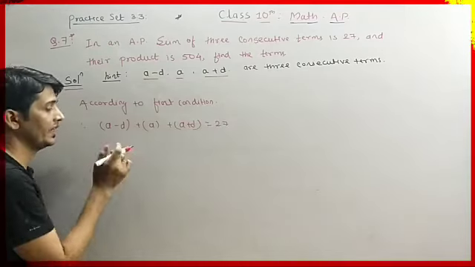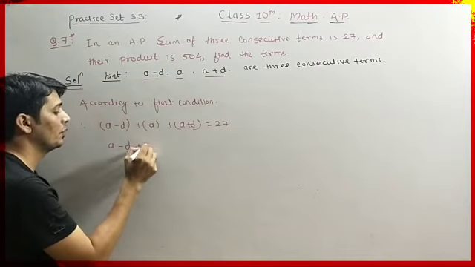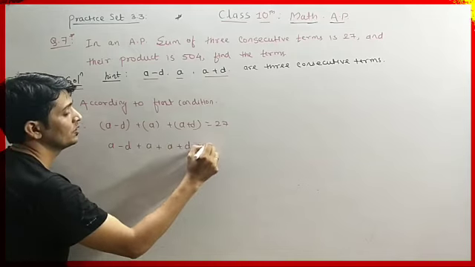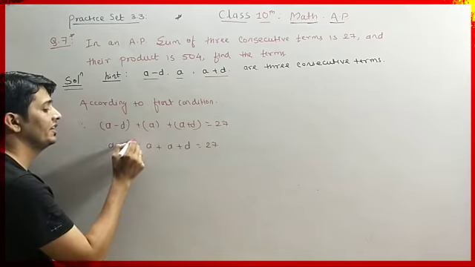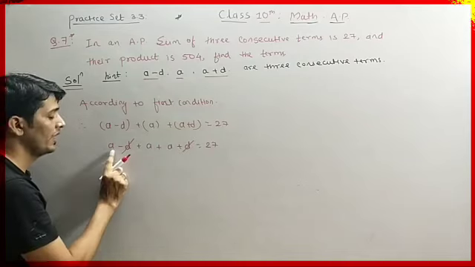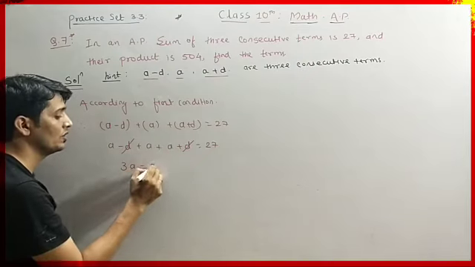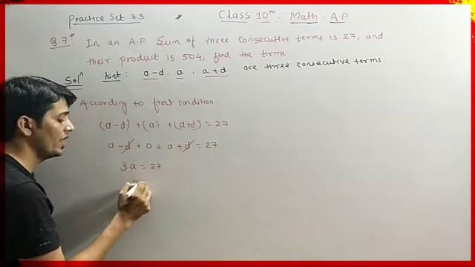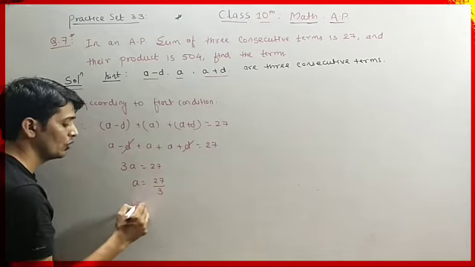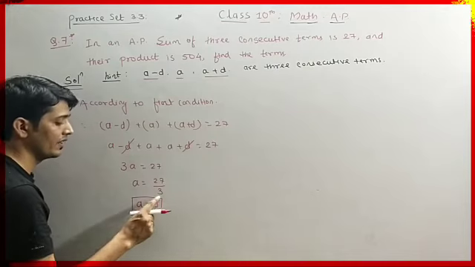Now we have to open the bracket. So it will become A minus D plus A plus D equals 27. See, this D is negative, this D is positive, they will get cancelled. So we have A plus A plus A, that is 3A equals 27. So A equals 27 divided by 3. So A equals 9.